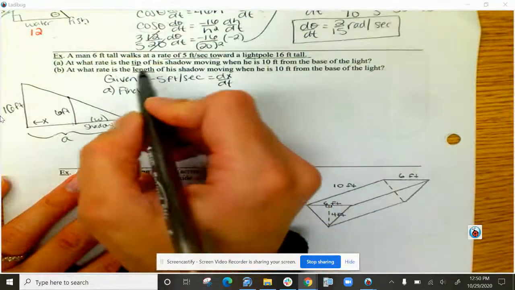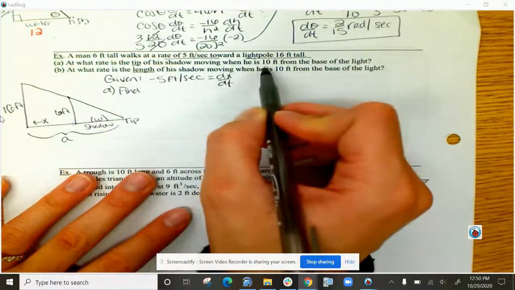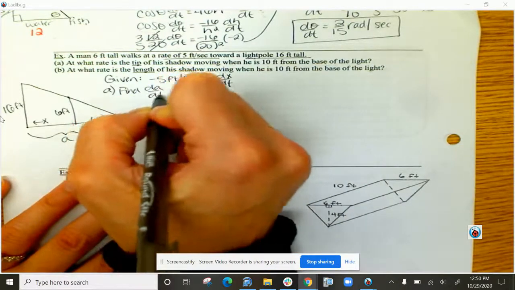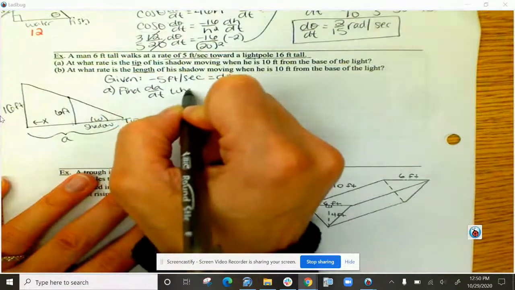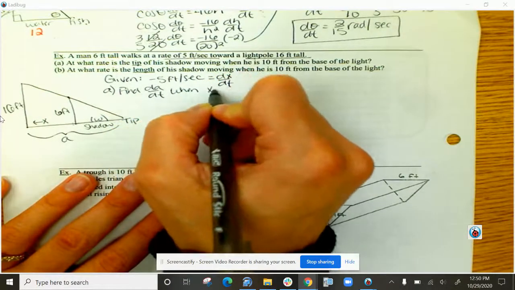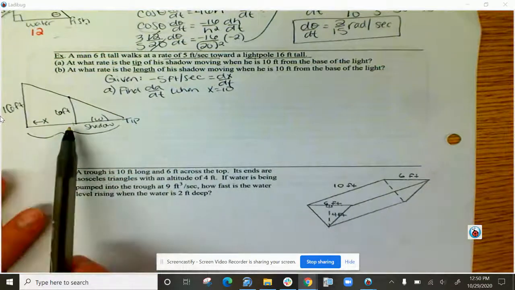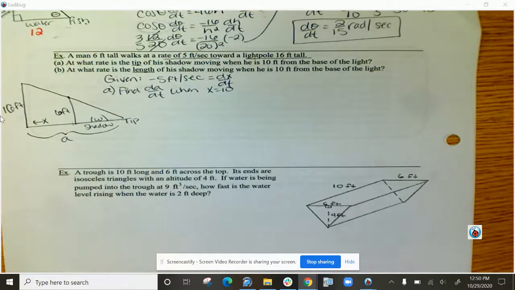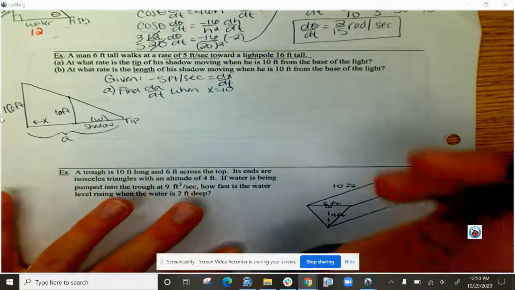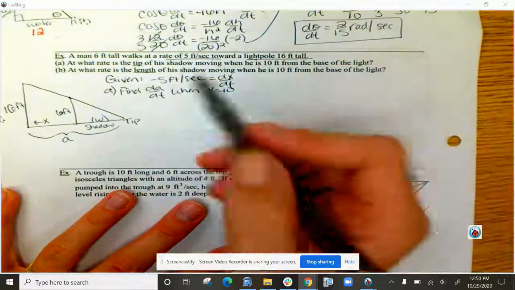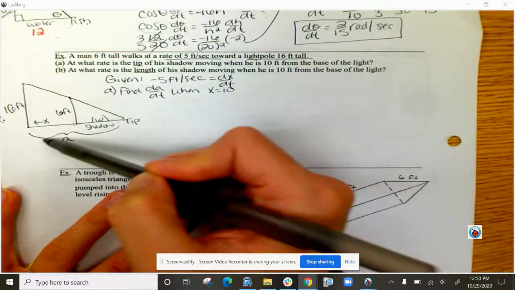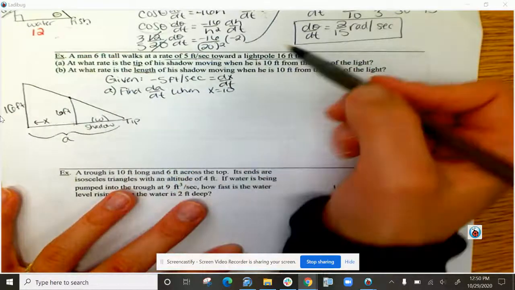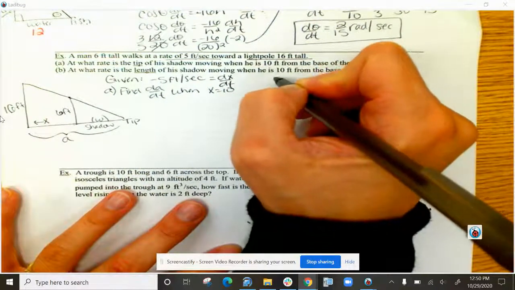And so we're looking for, again, at what rate is the tip of his shadow moving when he is 10 feet from the base of the light? And so we're looking for dA dt when your X value is 10. Because again, the length from here to the light pole is the length of X. That's what I called that. Okay, so in part A, we have to figure out how to represent A because we're looking for dA dt. And so A is just simply X plus W. So that seems easy enough.